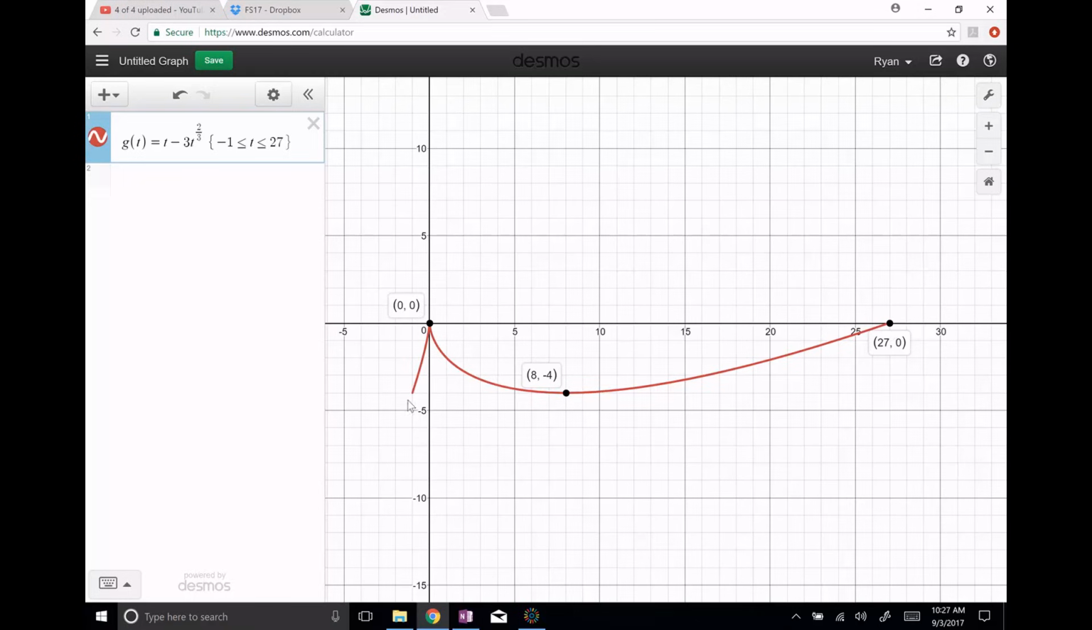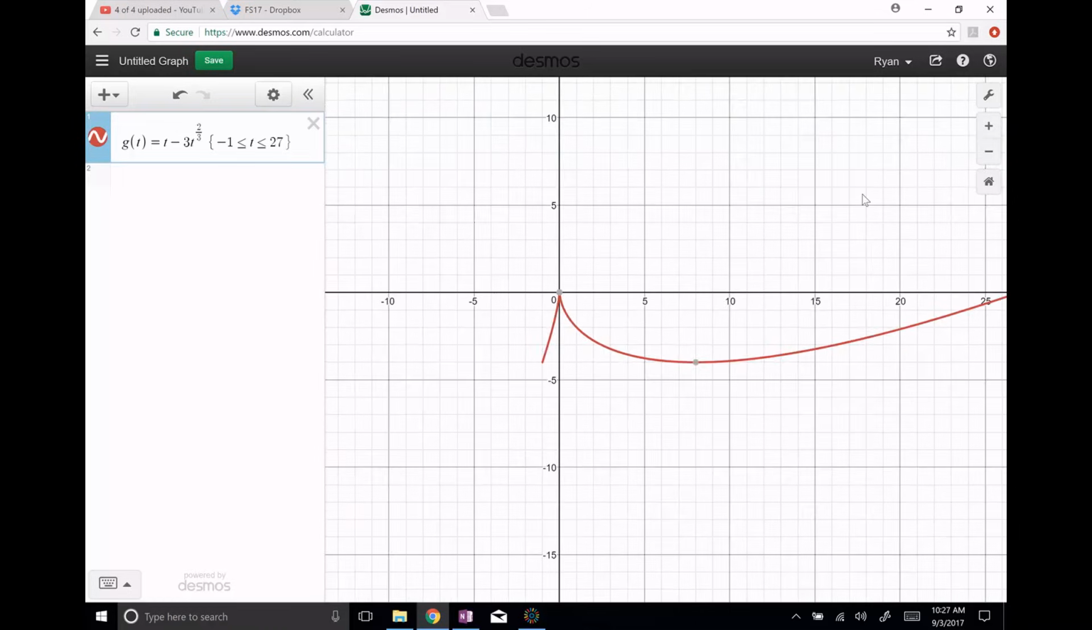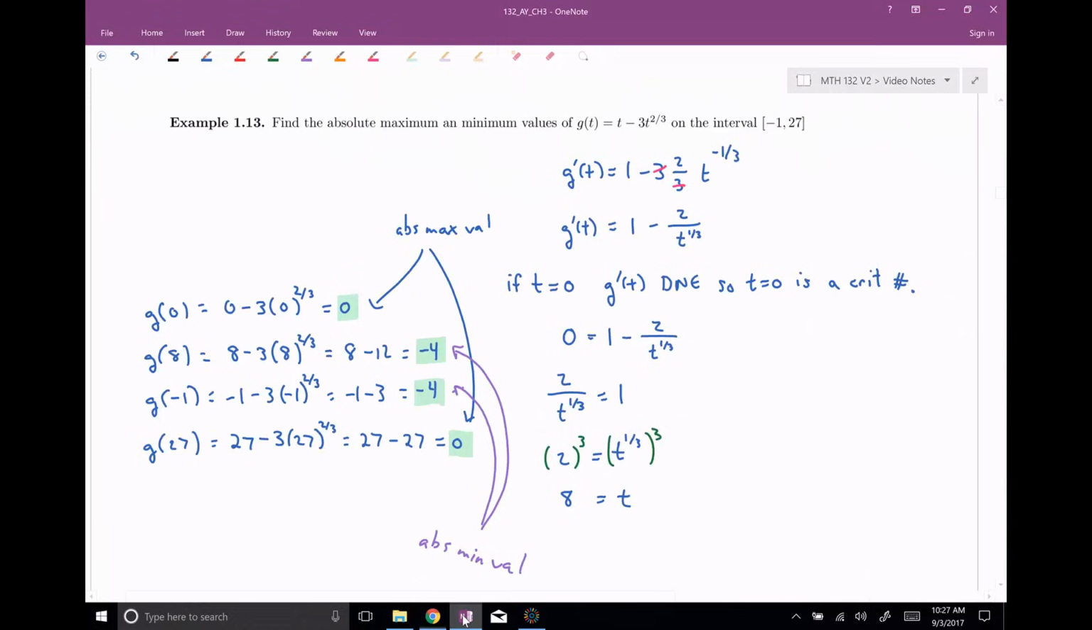There is our graph, and that is what we've done. We were able to find the absolute minimum and maximum values without the picture, only using calculus. So this is another application of calculus.